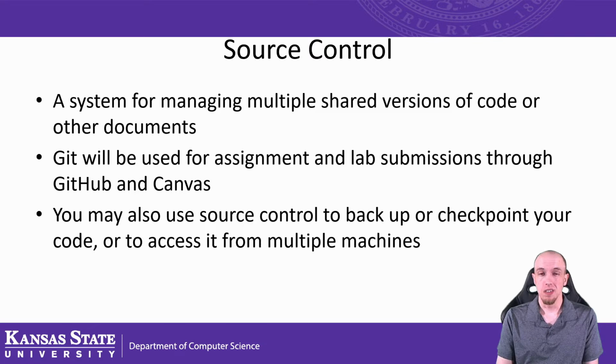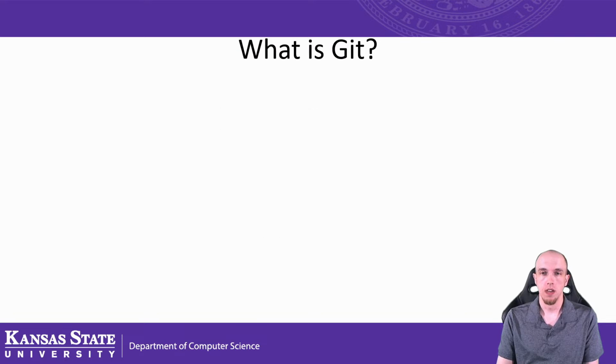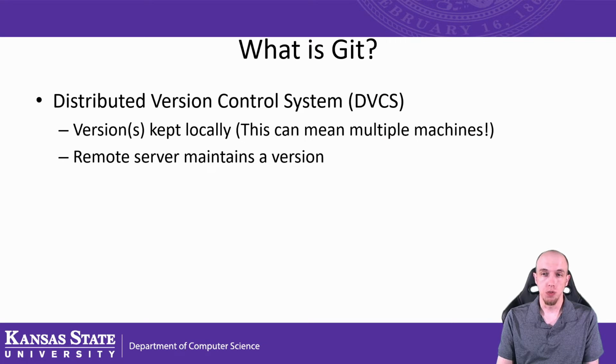For our class, it also allows you to have multiple different saves of your code, so you can go back and forth between different versions, and you can also bring your code from machine to machine without ever having to use a cloud save like OneDrive or a flash drive. So what the heck is Git? Well, Git is officially a distributed version control system, or DVCS.